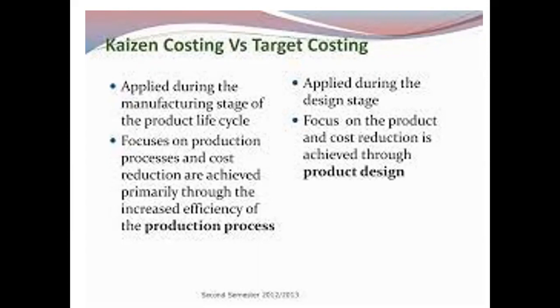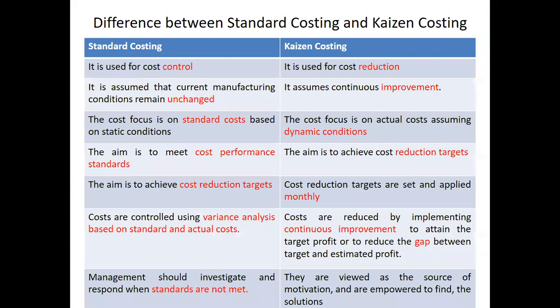Now, target costing focuses on the product and cost reduction is achieved through the product design. प्रोडक्ट डिजाइन करते समय ही हम लोग क्या करेंगे, we can make certain specifications and we will try to reduce this cost. Basically target costing is based on the product design और Kaizen costing is when you applied the product design and you start the manufacturing, that time kaizen costing use होता है.